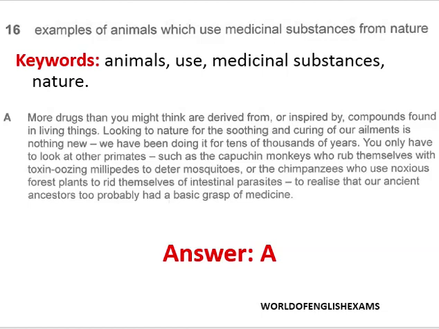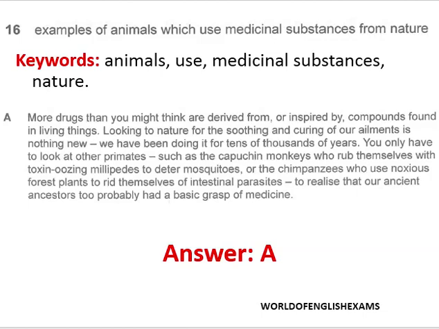So other primates is nothing but other animals, such as the capuchin monkeys, who rub themselves with toxin-oozing millipedes to deter mosquitoes. So in order to deter mosquitoes, these monkeys are rubbing themselves with millipedes which are releasing the toxins. So this is one naturally available medicinal substance because it's secreted by millipedes. That is one example. Second example is chimpanzees who use noxious forest plants to rid themselves of intestinal parasites.